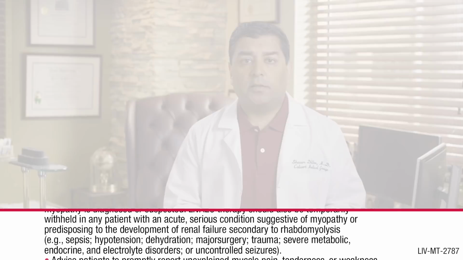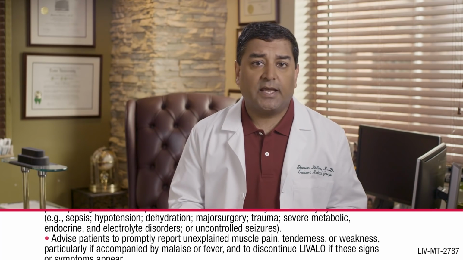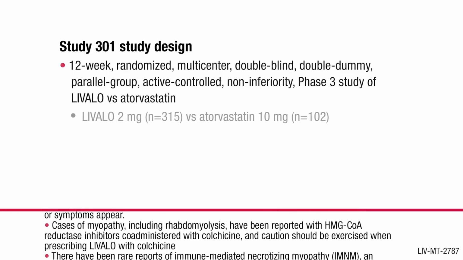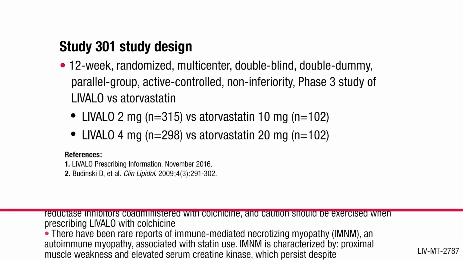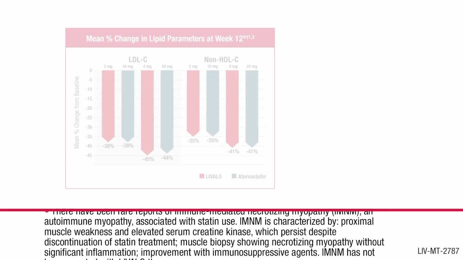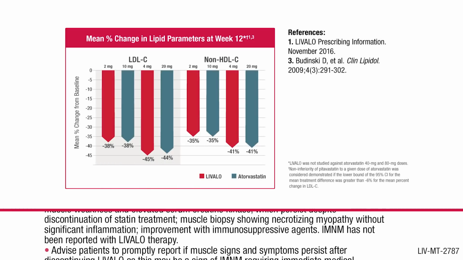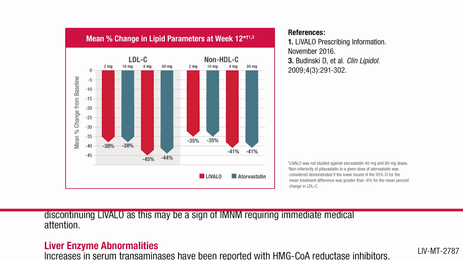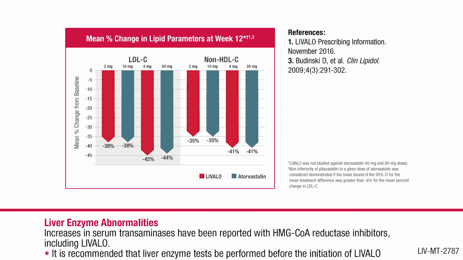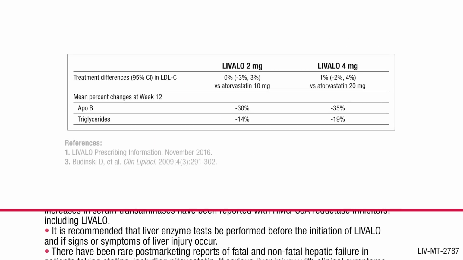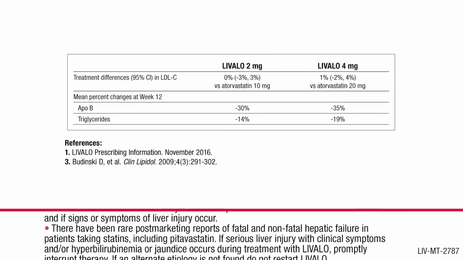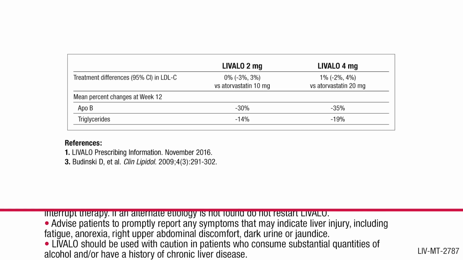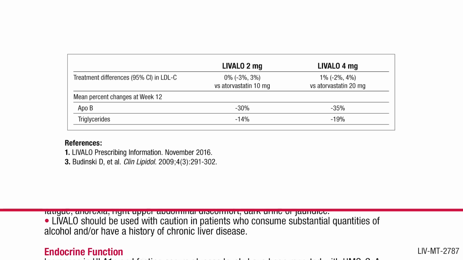Let's now turn our attention to efficacy data from another pivotal trial evaluating LIVALO versus atorvastatin in adult patients with primary hyperlipidemia or mixed dyslipidemia. As shown in this slide, LIVALO 2 mg and 4 mg demonstrated LDL-C efficacy comparable to atorvastatin 10 mg and 20 mg, respectively. Treatment differences demonstrated that LIVALO had similar LDL-C efficacy to atorvastatin. Additionally, LIVALO demonstrated reductions in other lipid parameters, including ApoB and triglycerides.